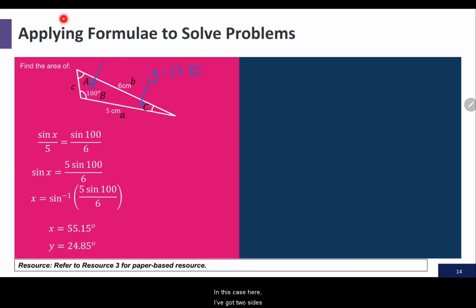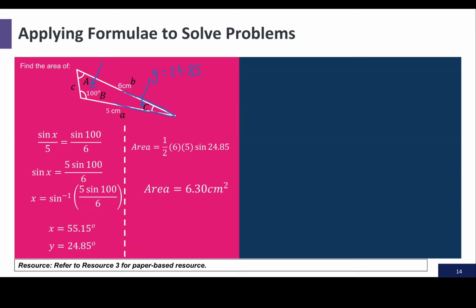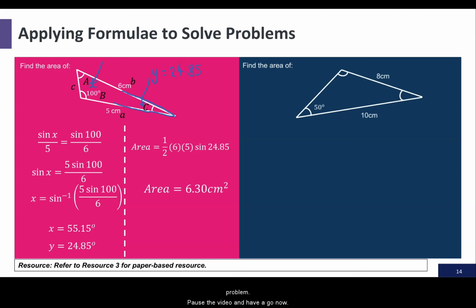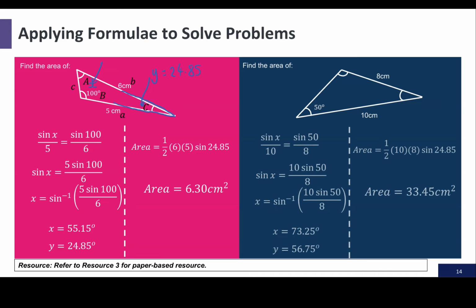In this case, I've got two sides and the angle between, so I can use the formula straight away, which comes out as 6.30 square centimetres. Here is your problem. Pause the video and have a go now. Here's the solution.